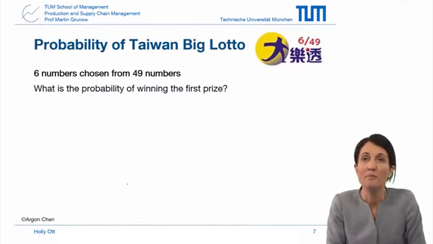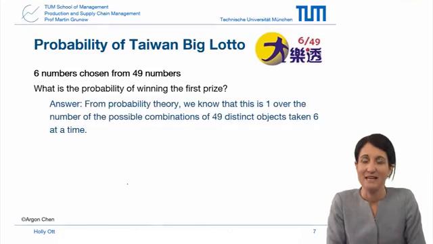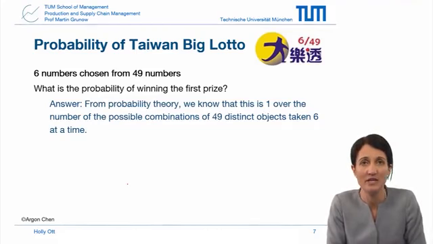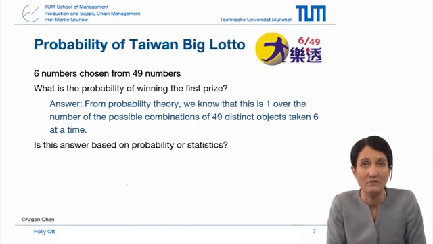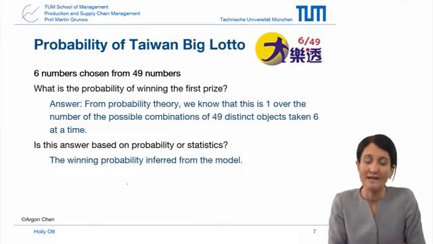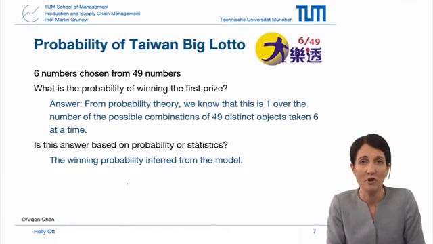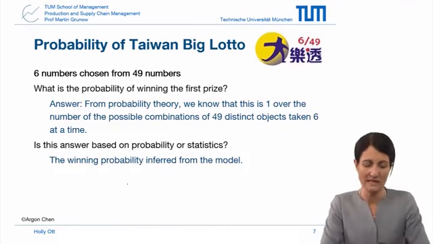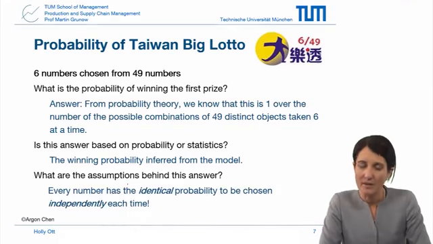Let's look then at the probability of the big lotto game. We have 6 numbers from 49. In this lottery, what is the probability of winning the first prize? The answer is from probability theory. From the knowledge of the model, we know that this is 1 over the number of possible combinations of 49 distinct objects taking 6 at a time. So, is this answer based on probability or statistics? It's based on probability. This is our model. So we get the winning probability. We have that inferred from our model. Now, what are the assumptions behind this answer? Every number has the identical probability to be chosen independently each time.